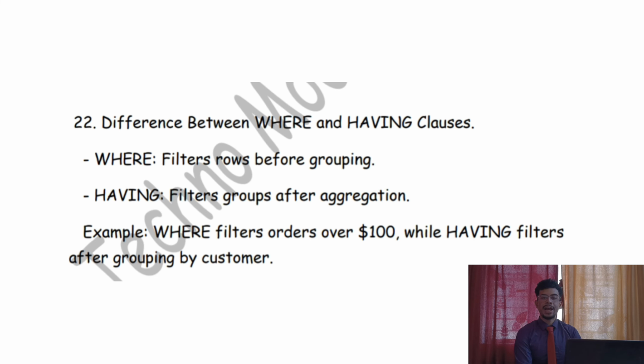Difference between WHERE and HAVING clauses. WHERE filters rows before grouping, and HAVING filters groups after aggregation. For example, WHERE filters orders over $1,000 while HAVING filters after grouping by customer.